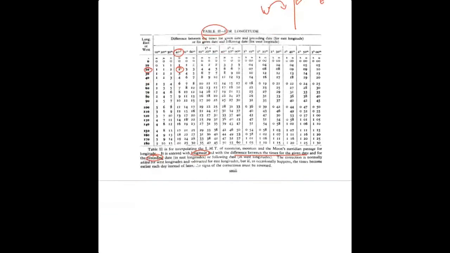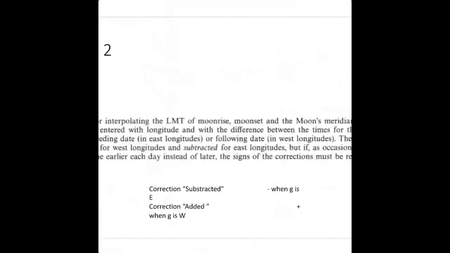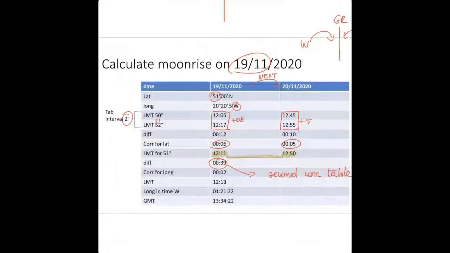So I get my correction here, which is 2 minutes. Then I go back to my schedule. I take my LMT for the day for which I wanted to calculate the moonrise. LMT was 1211. Okay, this was the final LMT that I got for that date here. And so what do I have to do? I have to add the correction, the 2 minutes, and this gives me then a final moonrise time in LMT for the correct latitude and longitude of 12:30.